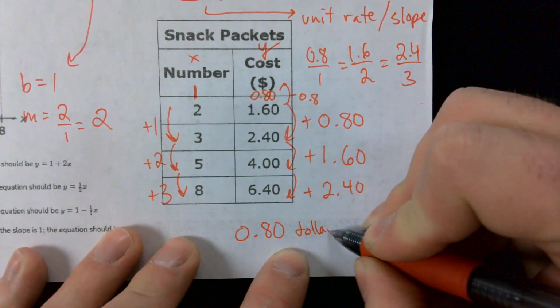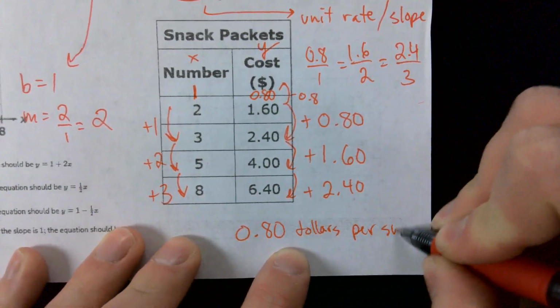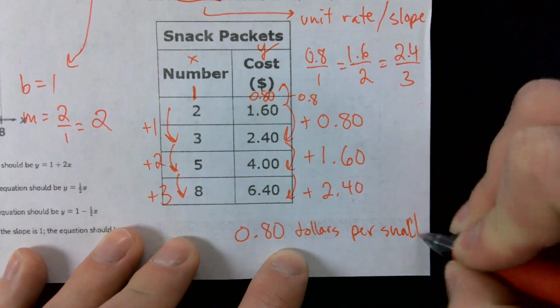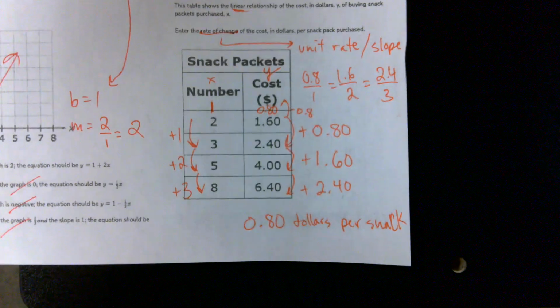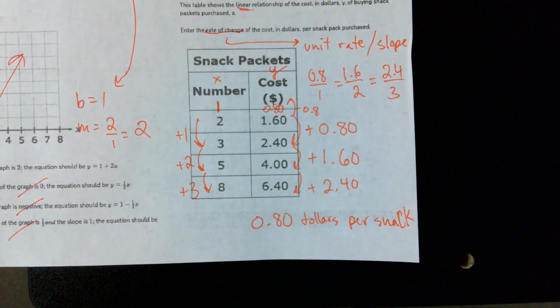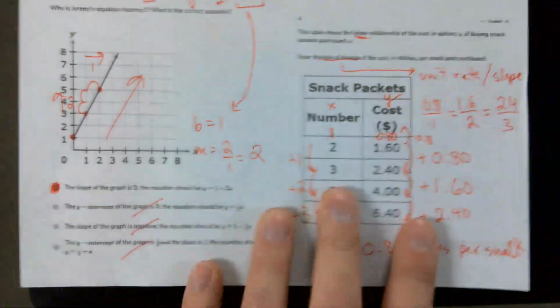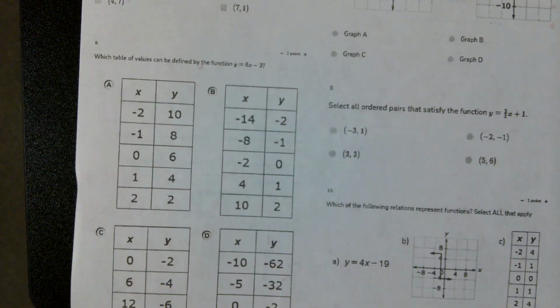$0.80 per snack. We got a unit rate. We need units. 0.80. All right, that's all we're going to talk about for right now. Hopefully that helps refresh your memory a bit.